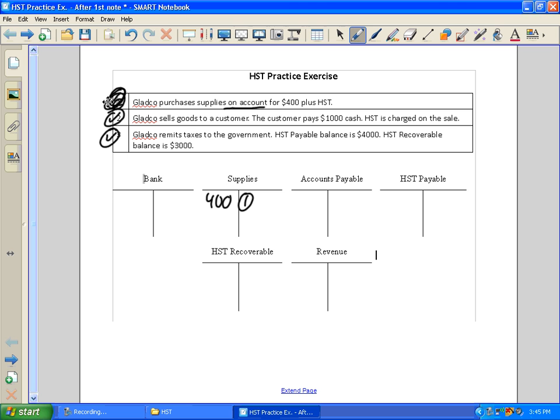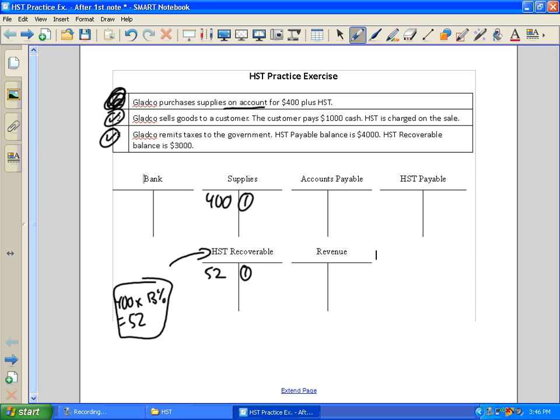Since we purchased something, from now on, I want you to think of this: the moment you hear the word purchase, you think HST recoverable, because you could get that money back. Now, I'm going to put the number 52 down as a debit to HST recoverable. You might ask, where'd you get 52 from? All it is, is 400 times 13%. That's where I get my 52 bucks from. And that is an amount that we have to recover.